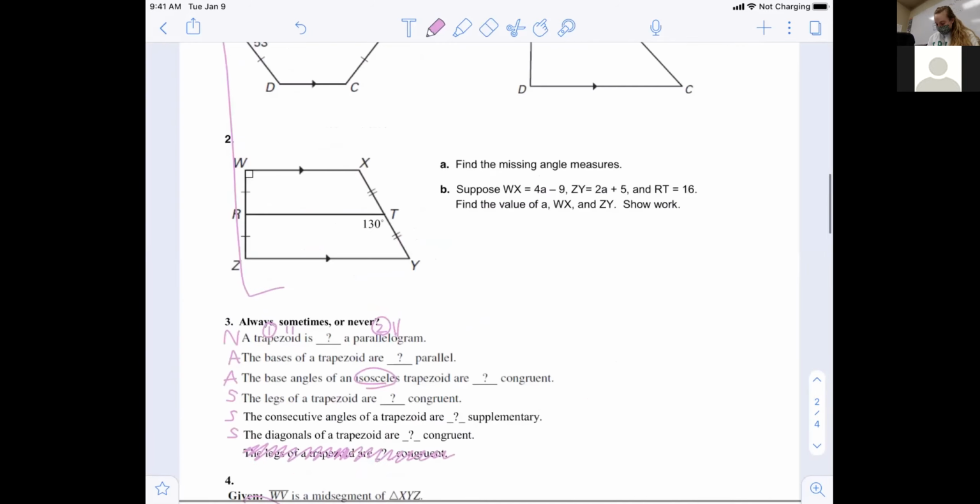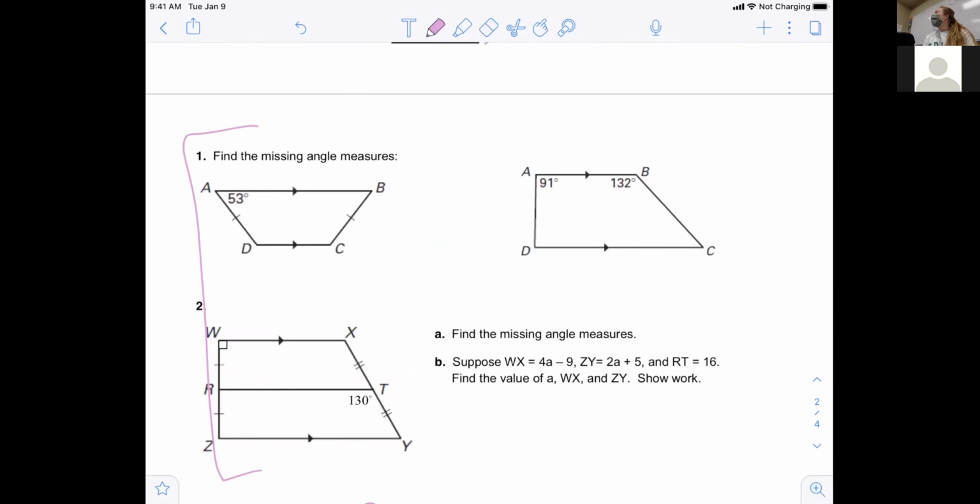Again, we're going to step number 4. So we're going to go back up to the top. We're going to do 1, and then we're going to do 2. And then we're going to be done for today.